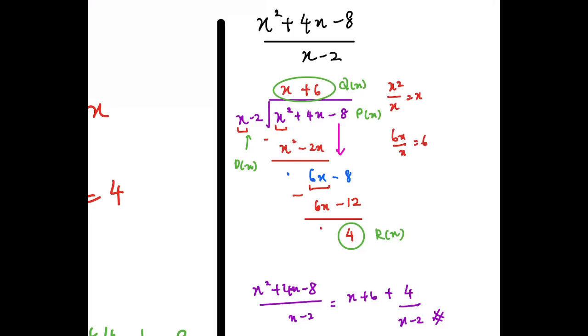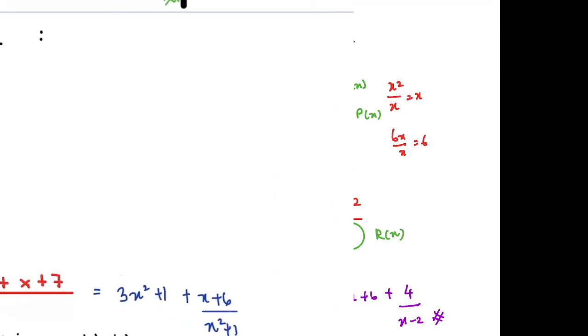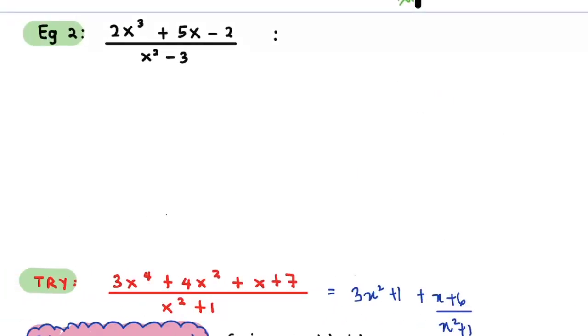Actually, you can recheck your answer. You can just multiply this towards your divisor here, and then you should get the same as your left-hand side. Next, let us try example 2, 2x cubed plus 5x minus 2 over x squared minus 3.